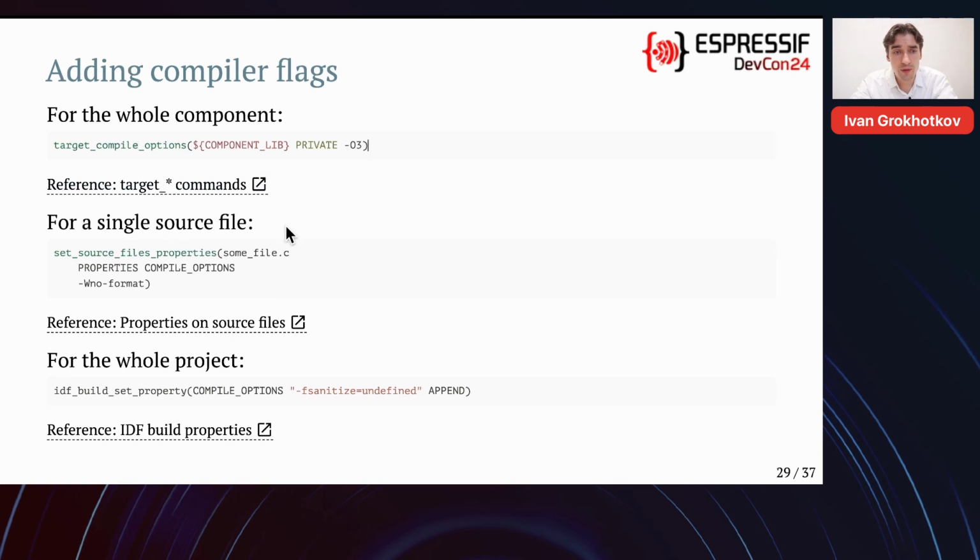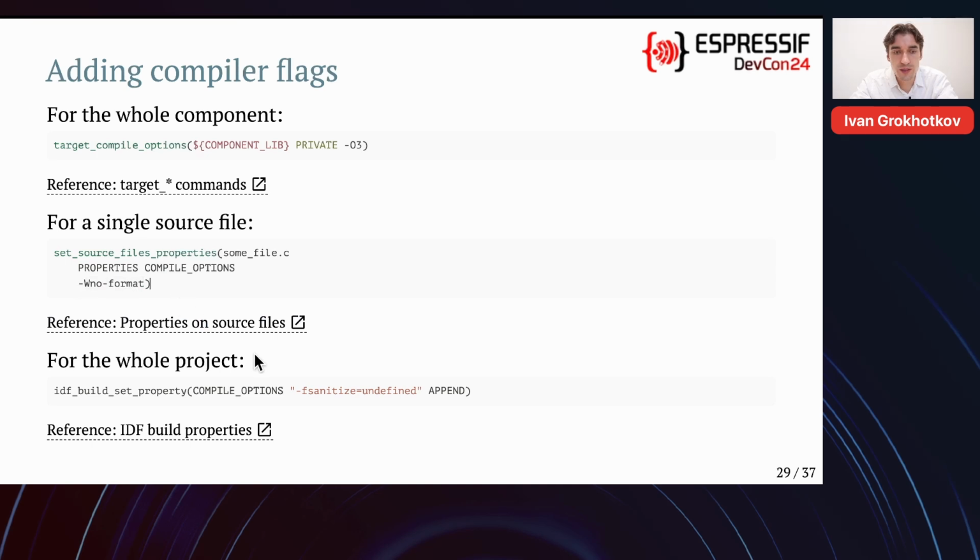If we want to apply the flags to a specific source file, and this is commonly done if we have, let's say, some upstream sources that have some compilation warnings, we want to exclude those warnings from the build, then this can be done using set source files properties command. And in this case, we use the compile options property and specify the flags that we want to add.